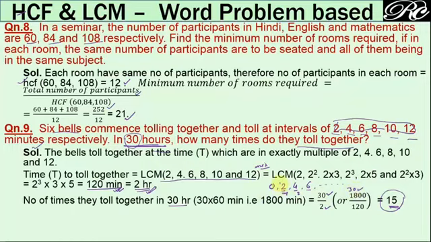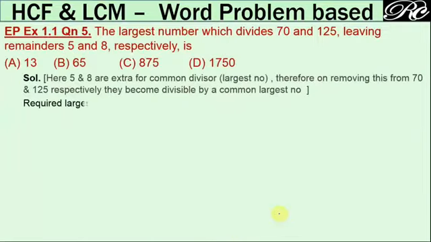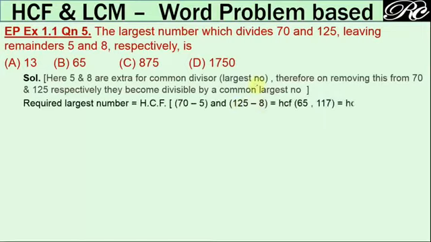So therefore, for the total number of times they toll, the very first ringing or tolling time also has to be considered. Therefore this 15 is the count after the very first toll commencing time, so the total number of times they toll together is 15 plus 1. This will come as 16. So this is how to calculate. It is an important question. Let us go for another category of question.